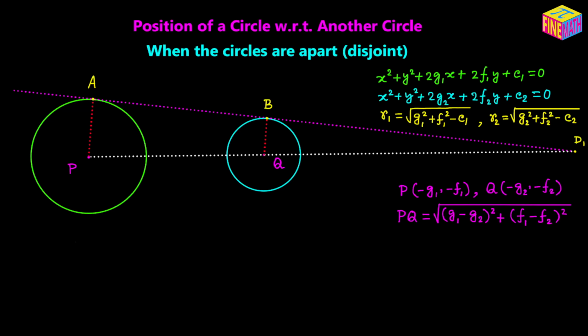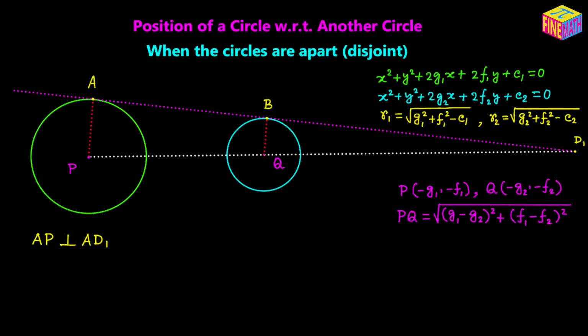They will definitely meet if the radii of the two circles are different. If the radii of the two circles are equal, then the direct common tangent and the PQ line will never meet. They will essentially be parallel. But we are taking an example here where the radii are different. So let's assume that the direct common tangent meets the PQ line at point D sub 1.